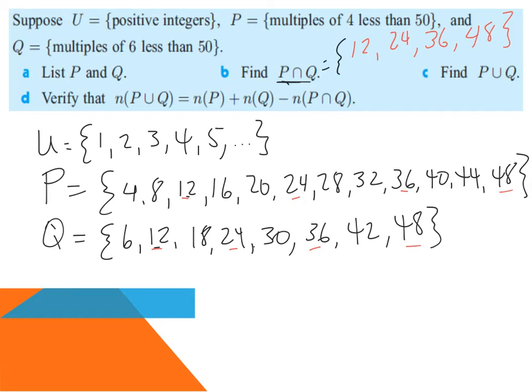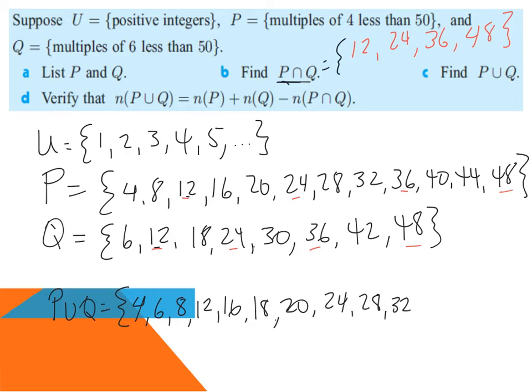So then it says find the union of P and Q. That's everything together that's in P and Q. And I'm going to write that here. So we have 4, 6, 8, 12, 16, 18, 20, 24, 28, 30, 32, 36, 40, 42, 44, and 48. So all we're doing is taking everything that's in both of them and dumping them together.